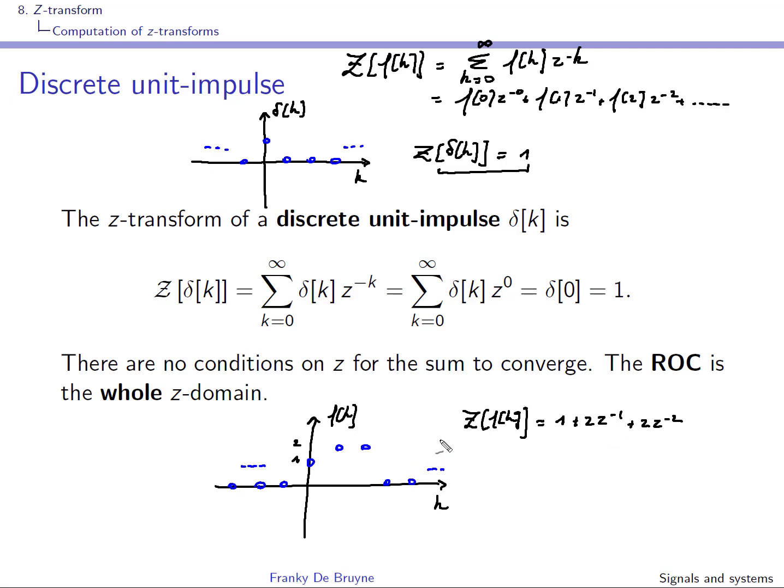So in the exercises that you will have to do, very often, instead of clearly specifying f of k mathematically, it's shown using a plot. Okay, so you have to be able to construct the Z transform, and the easiest thing is just to use the definition.